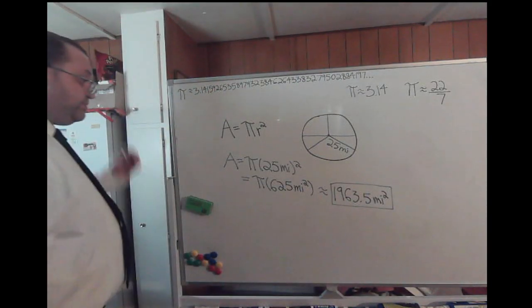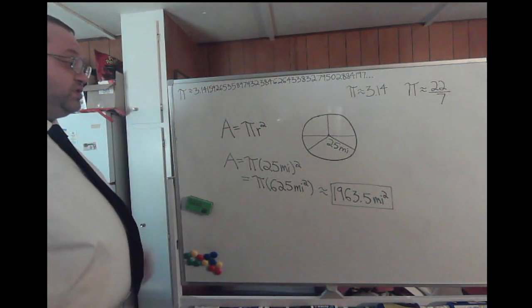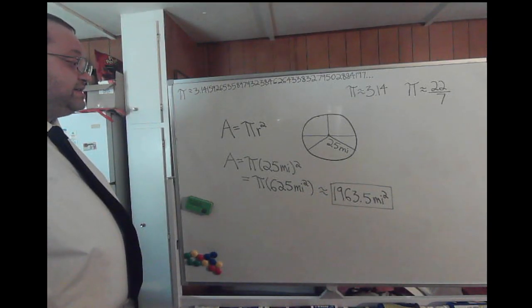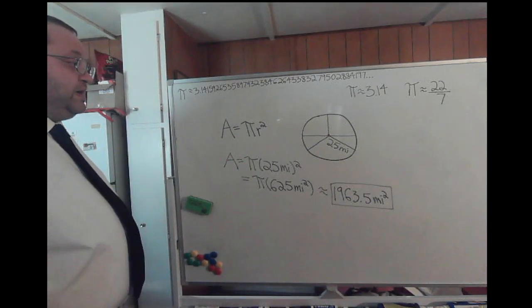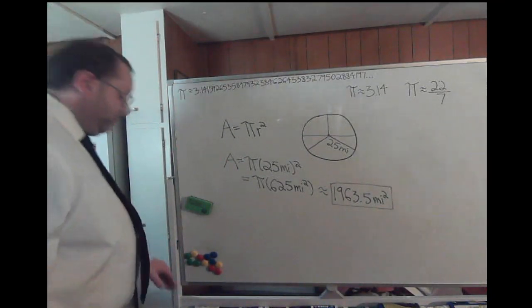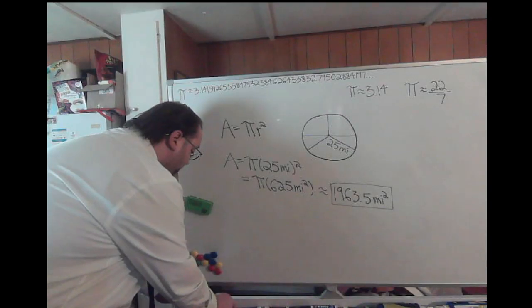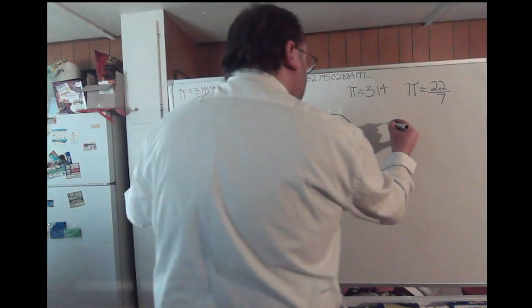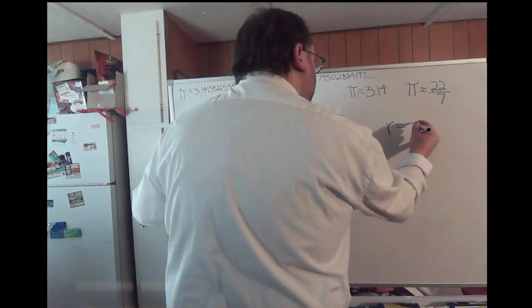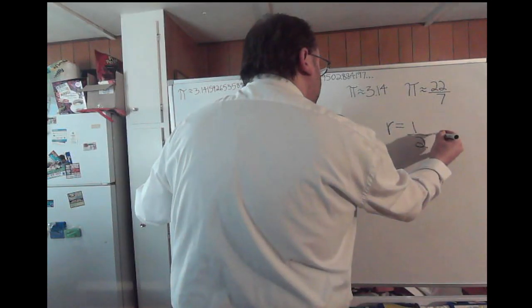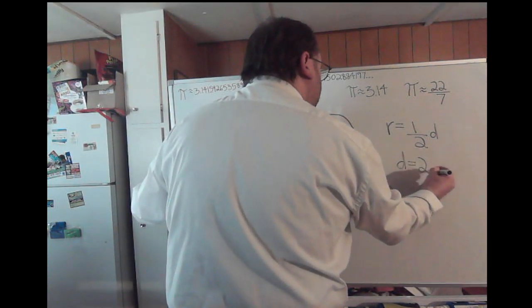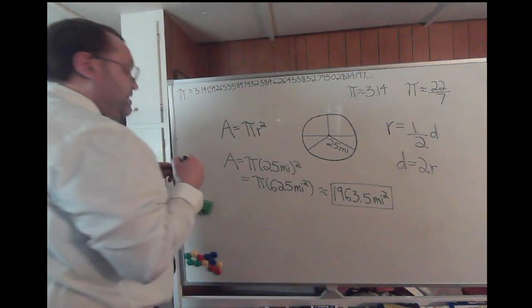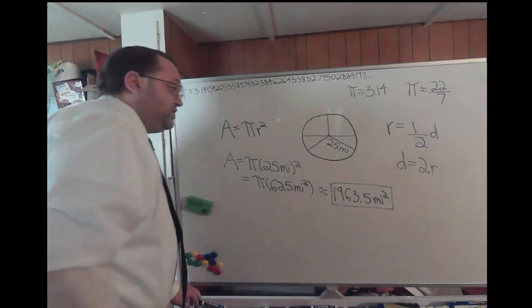Alright. So that's really all there is to circles. You have your circumference, which is 2 pi times the radius, or your area, which is pi r squared. And that's really all there is. Also remember, the radius is equal to half the value of the diameter, and the diameter is equal to twice the radius. If you remember those, you'll understand circles.